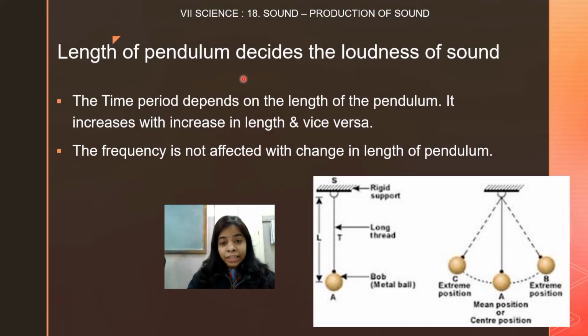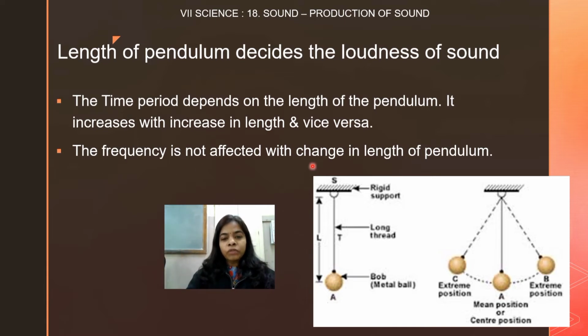Now, is the length of the pendulum affecting the loudness of the sound or the vibrations? So the answer is yes. The time period depends on the length of the pendulum. It increases with increase in length and vice versa. That is why children, the violin is louder than the guitar, because the guitar is the bigger version and the violin is a smaller version. So violin is louder because if the length is more, then the sound is affected.